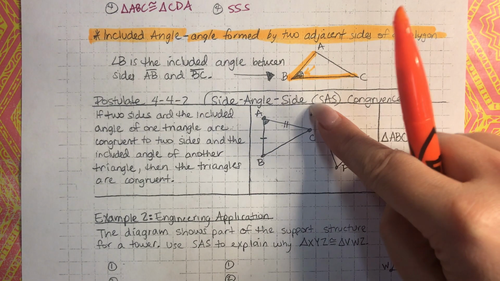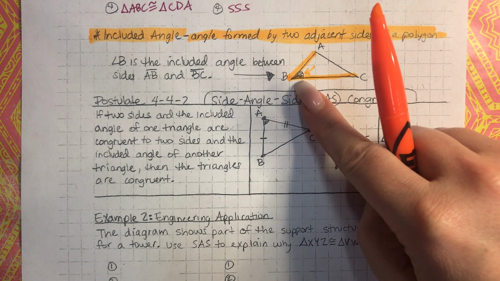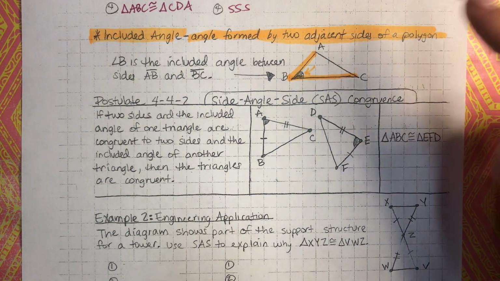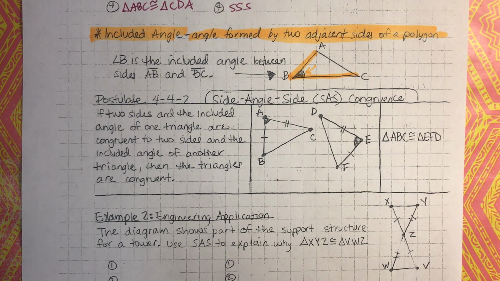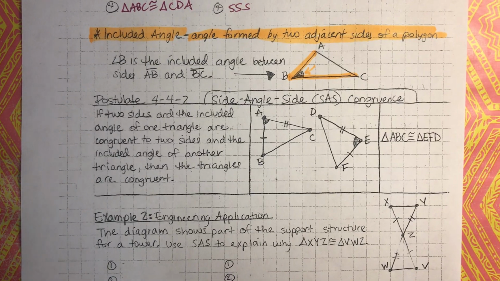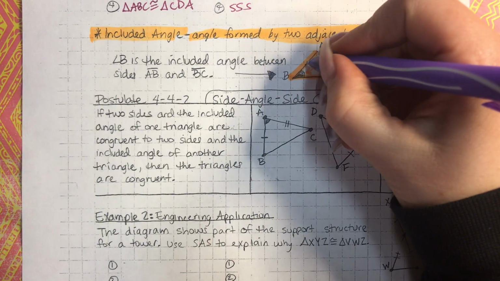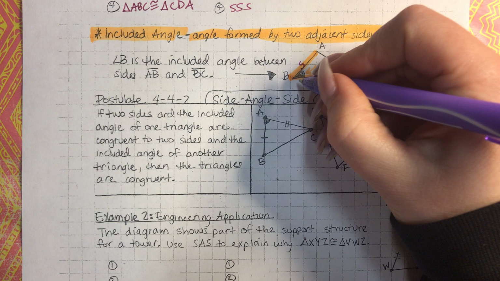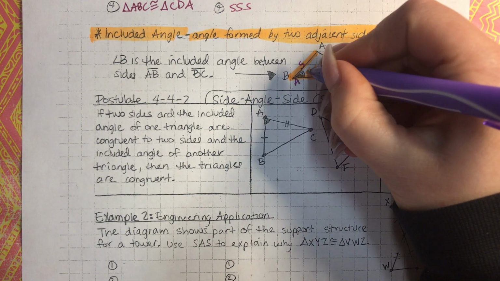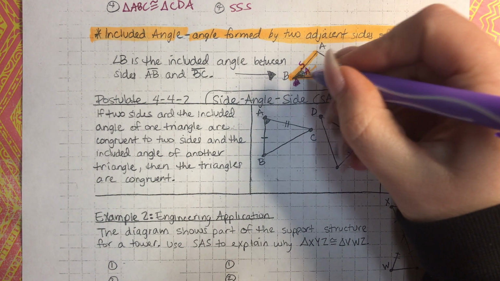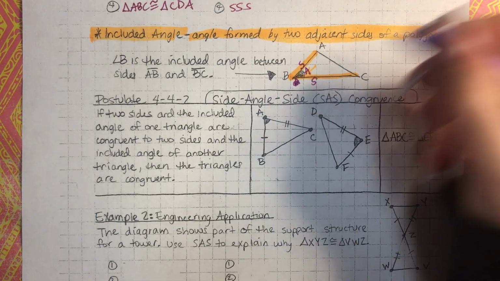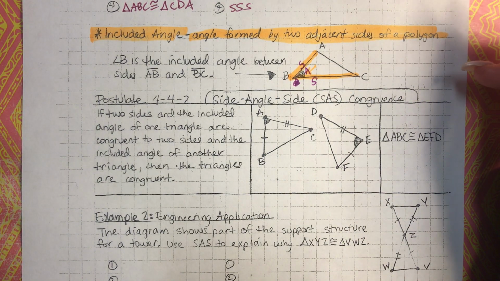Okay, now this is important because it plays into our next cheat rule, which is side angle side. And to understand this, you have to understand this included angle, because if you see, the included angle is made up of this side, this angle, that included angle, and this side, right?